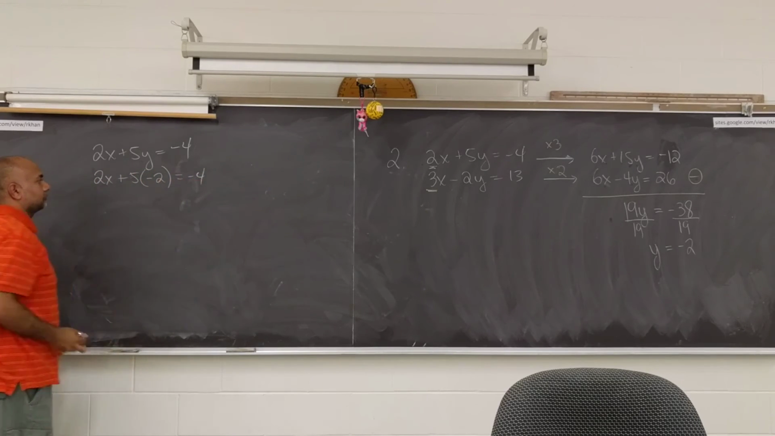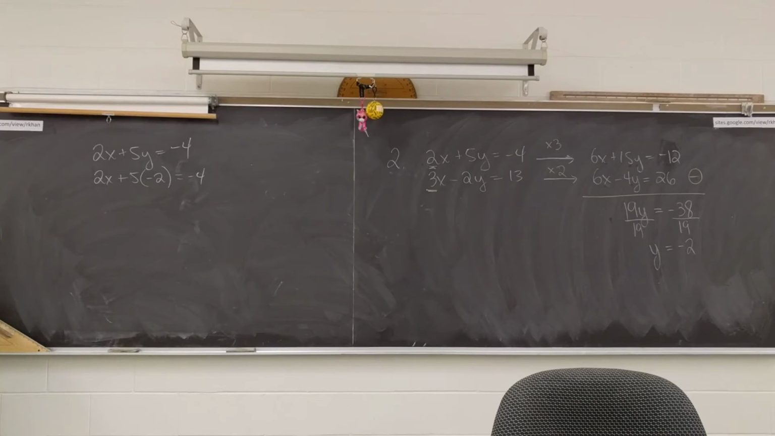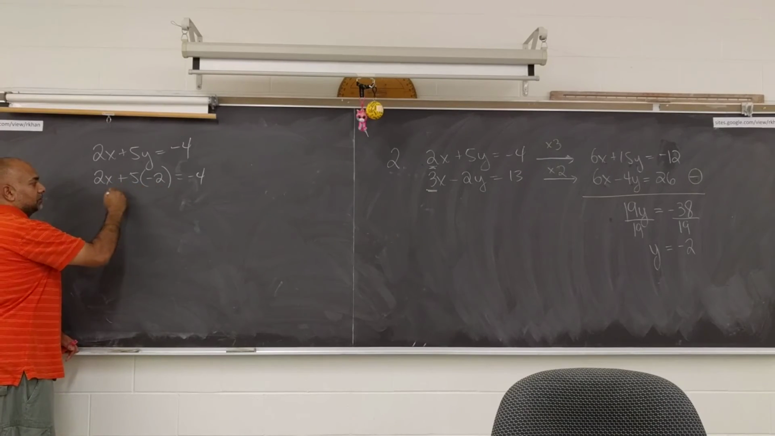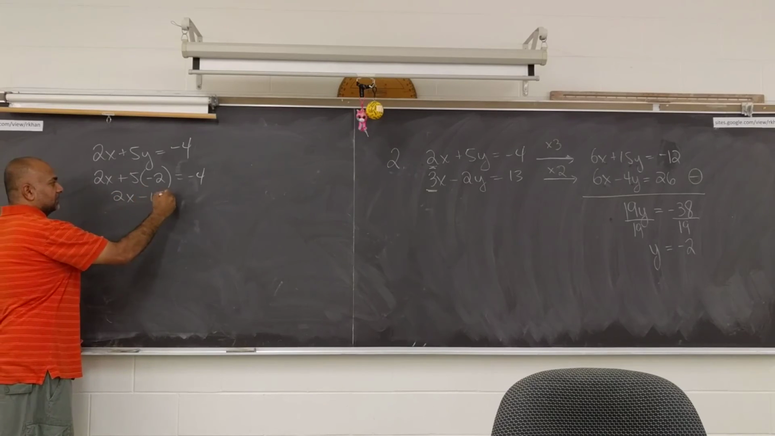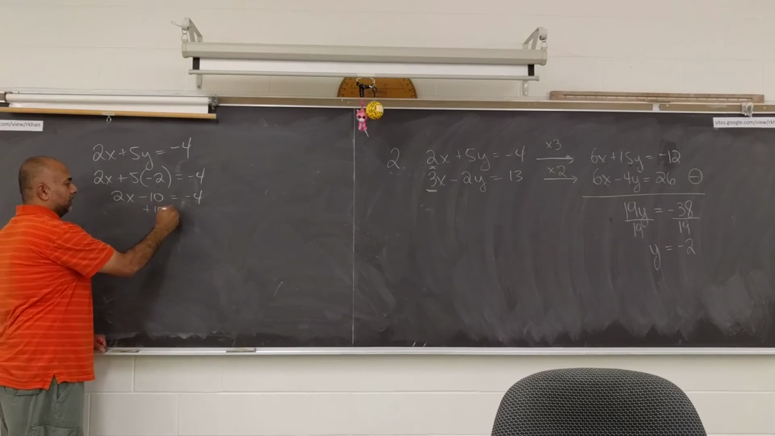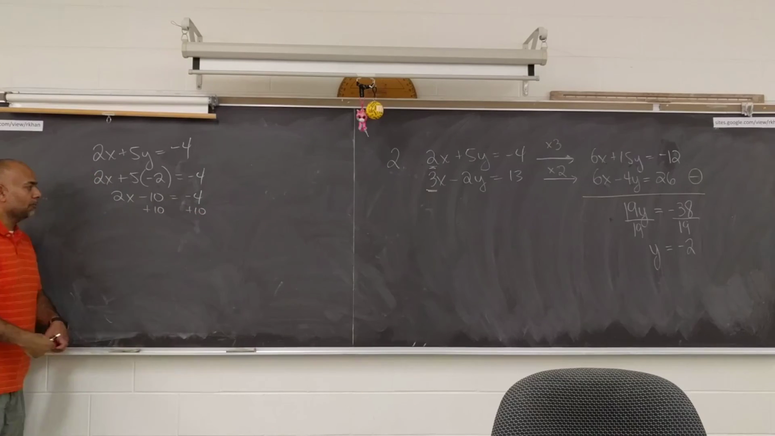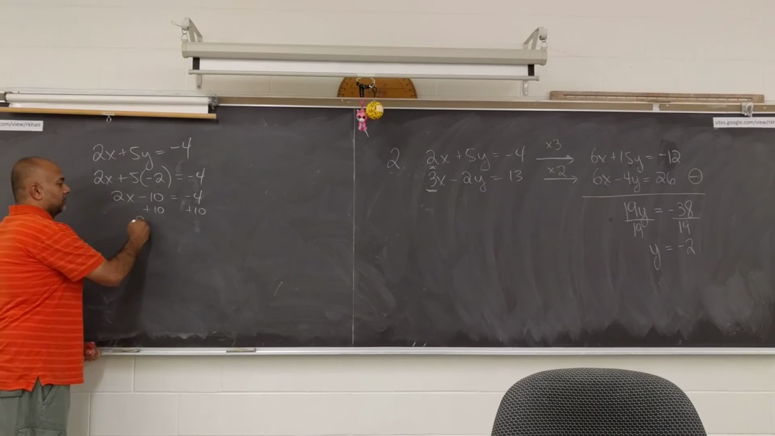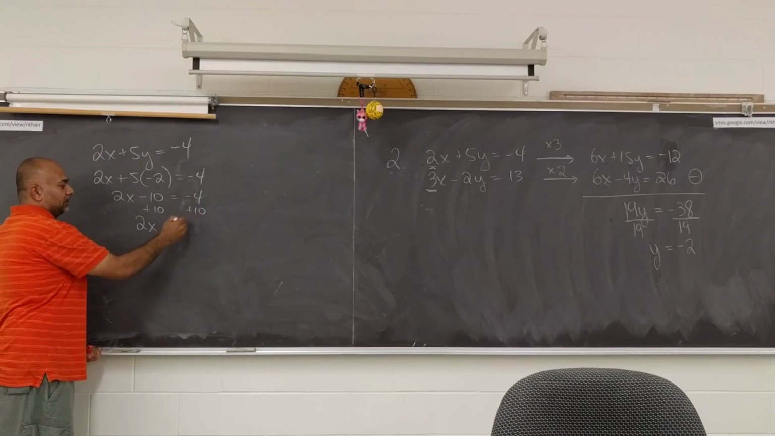5 times negative 2 is negative 10. 2x minus 10 is equal to negative 4. We're going to add 10 to both sides. Plus 10, plus 10. I'm really hoping that you can just start doing this in your head and you don't have to write that down. But if you do need to write that down, go ahead. So we get negative 4 plus 10 is 6. Divide both sides by 2. And we get x is 3.